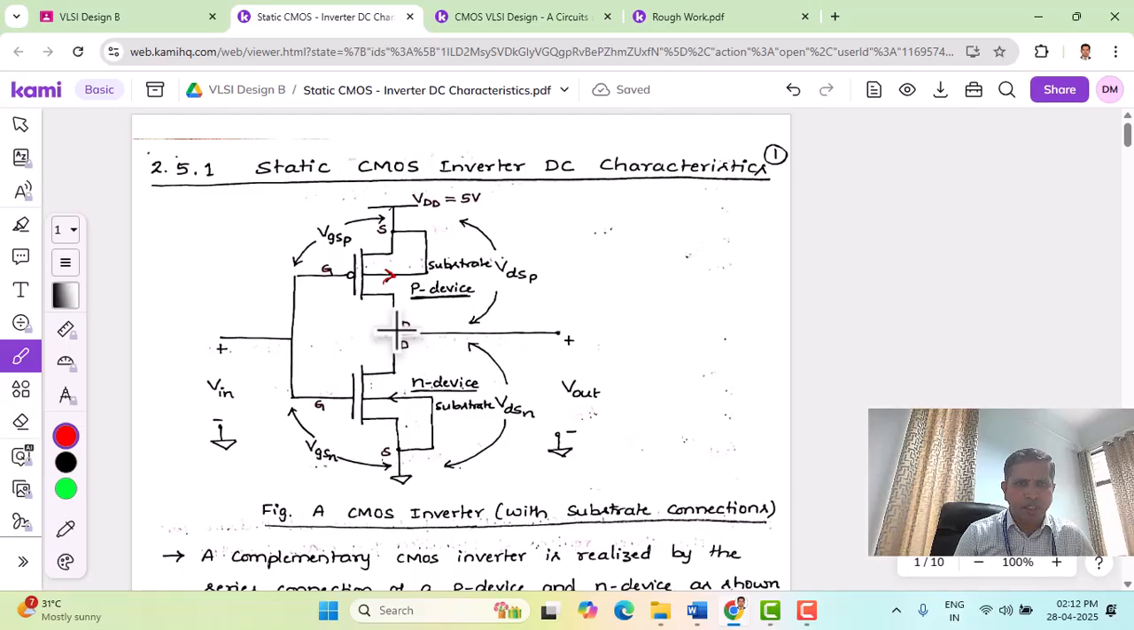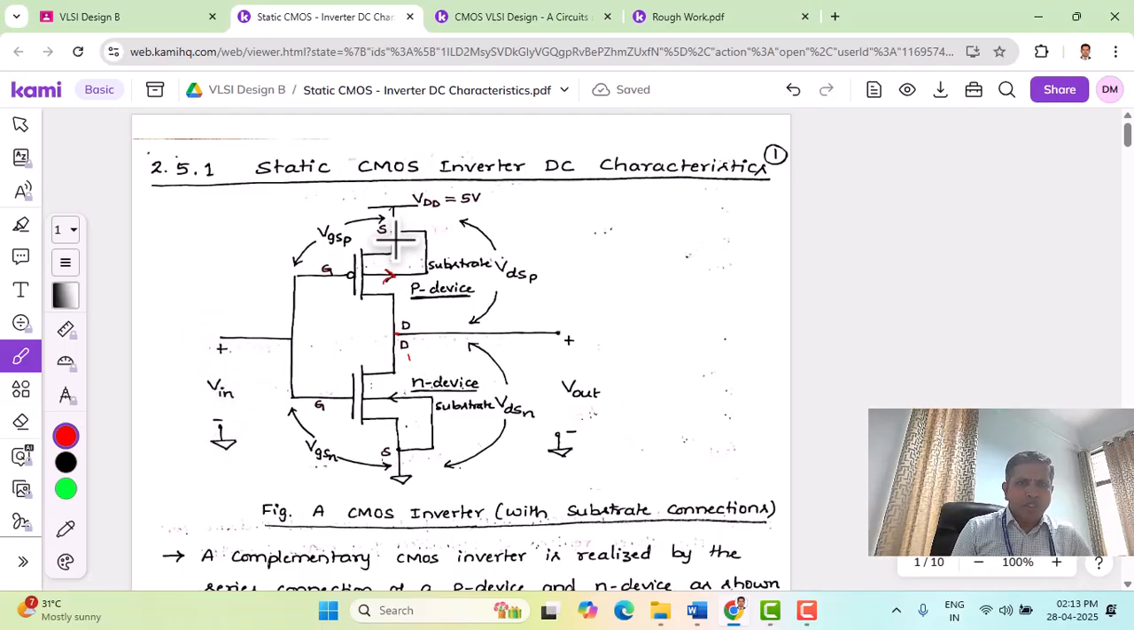And here we take the output, and the output is measured with reference to the drains of both the transistors and with reference to ground. Alright, the gates of both transistors are connected, and that's where we apply the input voltage.